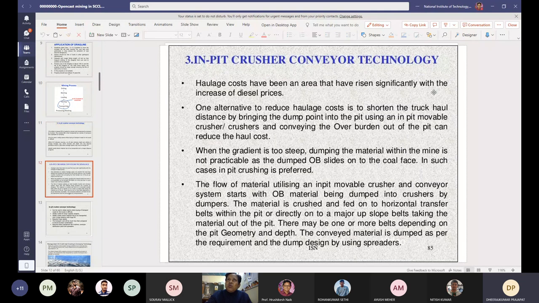So that is the reason why you want to go for in-pit crushing and conveying technology. The conveyor transportation technology is very, very cheap, a very cheap method of conveying the material, because it is electrically operated. Belt conveyors are electrically operated, and you know that electricity is cheaper than diesel. That is why you want to go for in-pit crushing and conveying technology, because if you are going to adopt the belt conveyor system, then you have to crush the material to the required size.